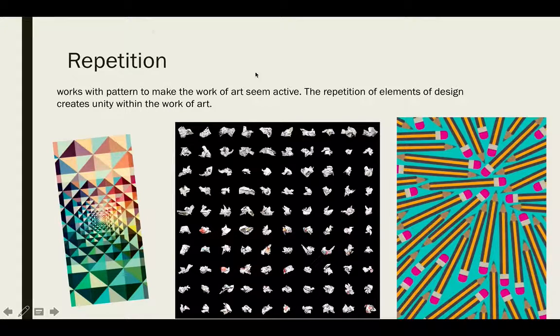So repetition does not have to be completely symmetrically balanced or follow a rhythm per se. Repetition works with a pattern or movement to make a work of art seem active. The repetition of elements of design creates a sort of unity, which means a sense of wholeness or togetherness within a work of art or design.